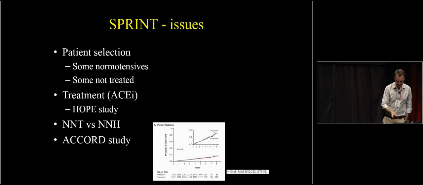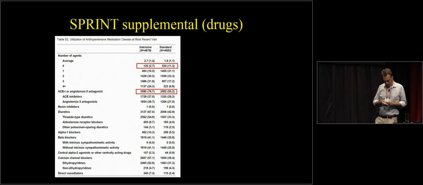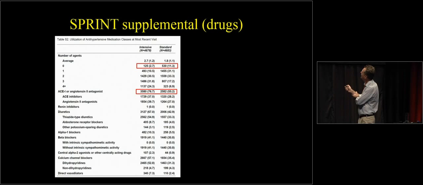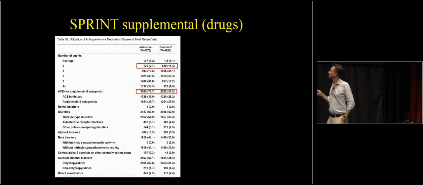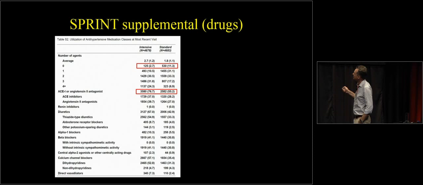So if we look deep down into the appendix of the SPRINT trial, there were a couple of things that caught my eye. In the standard treatment group, 11% of the patients in this hypertension trial weren't on any drugs. It's unusual. There was a discrepancy in the usage of ACE inhibitors, which you can expect, really, because they had to use more ACE inhibitors to get the blood pressure down low. But ACE inhibitors were used in 76% of the intense group versus 55%. And beta blockers were used in 40% in the intense group and 30% in the standard group.